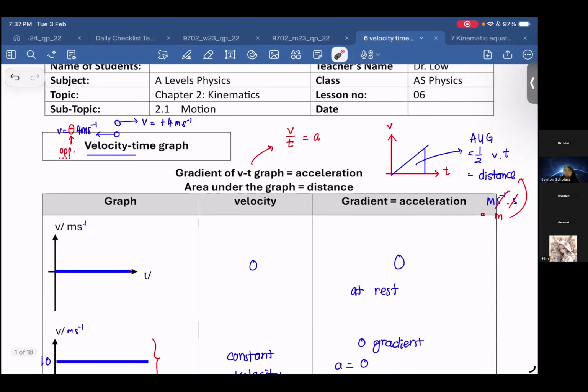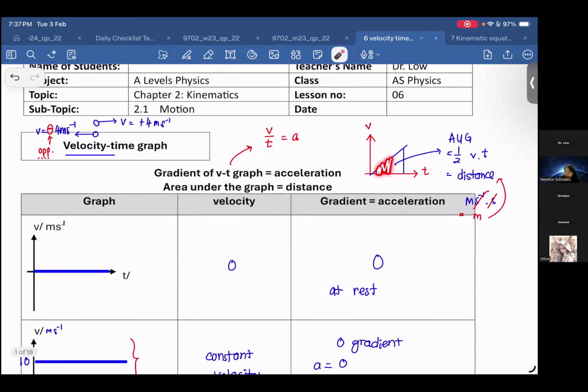Another important piece of information is the area under the graph. If the graph is like this, we are finding a triangle, so you should use 1/2 times the base times the height. That is your area. What information can we get from the area under the graph? Your v times your t, your speed times time. So this is distance.